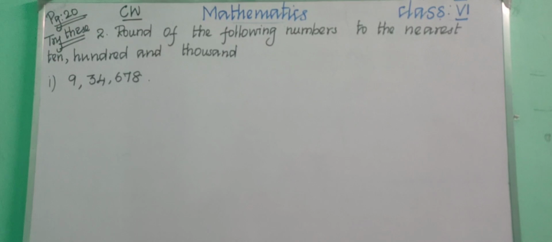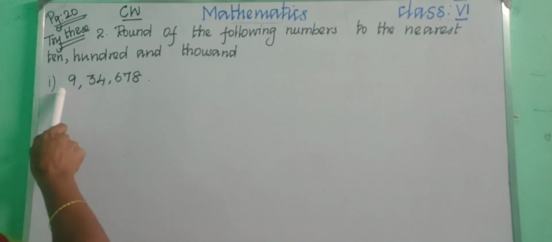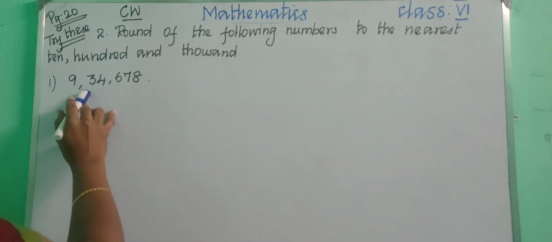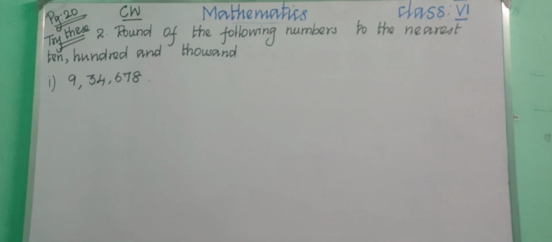So let us read. Round off the following numbers to the nearest 10, 100 and 1000. So we are going to round off to the nearest 10, 100 and also 1000. First of all let us read this number. What is the number name? Say the place values: ones, tens, hundreds, thousands, ten thousands, lakhs. The number is 9,34,678.